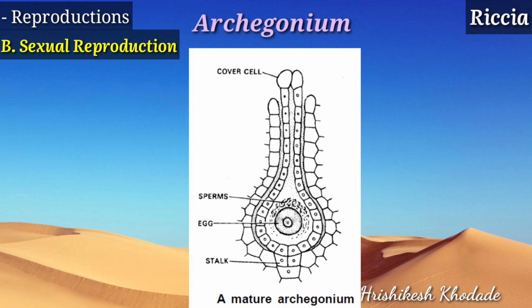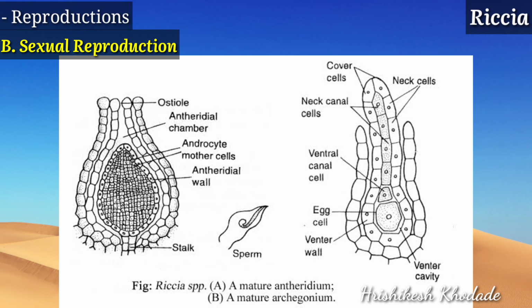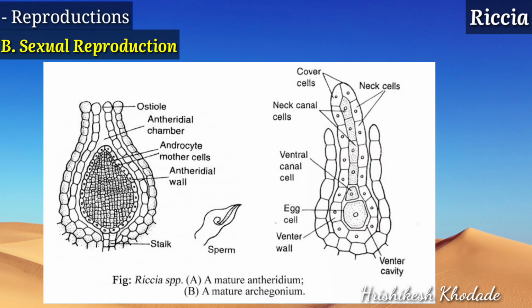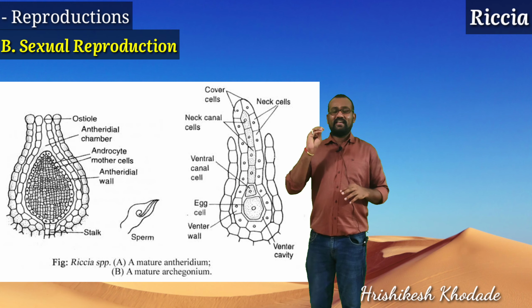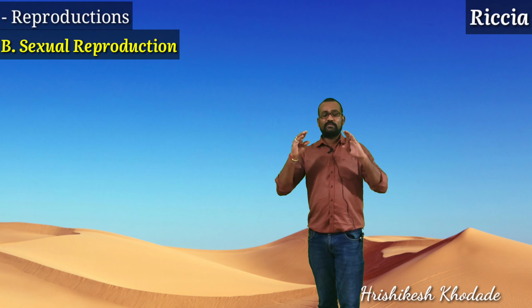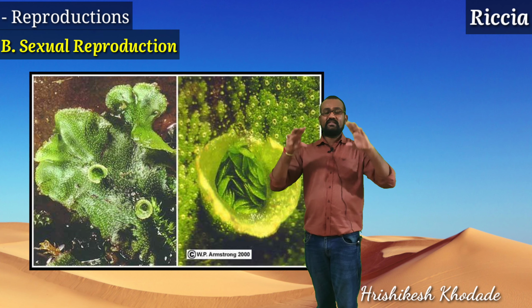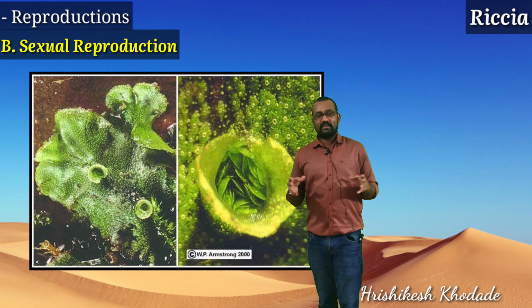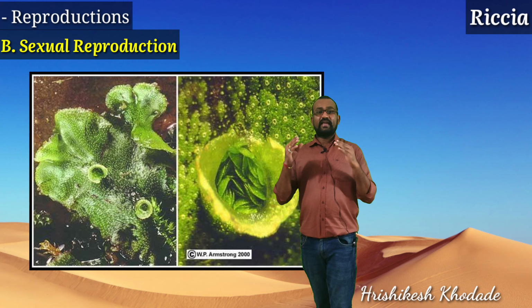So the mature archegonium will look like this. The mature archegonium is a flask shaped structure which is embedded in the thallus. Please point this out: the antheridium is trying to come out of the thallus, whereas the archegonium is embedded inside the thallus. This is a brief explanation of the differences in sex organs in Riccia, but whatever the case, these sex organs produce gametes.